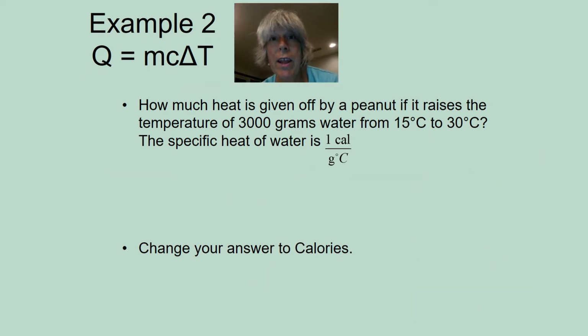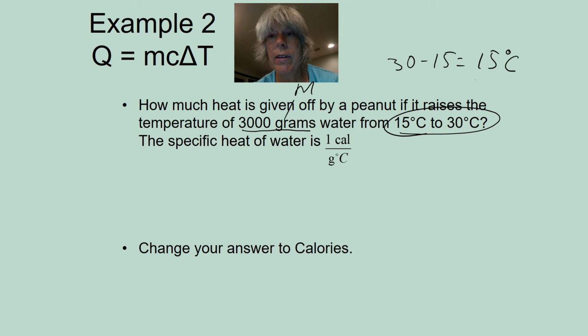Okay, here's another example. You should pause the video right now and try this on your own. I hope you paused it because now it's my turn. 3,000 grams of water is my mass. The change in temperature is 15 degrees Celsius, delta T. Specific heat is 1 calorie per gram degree Celsius. I have everything I need to find Q.